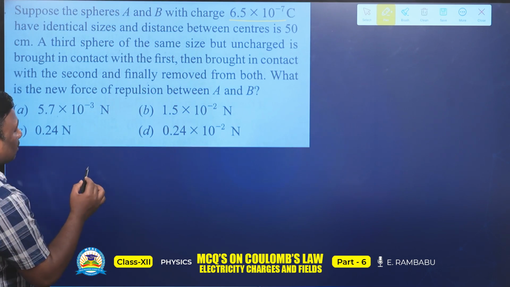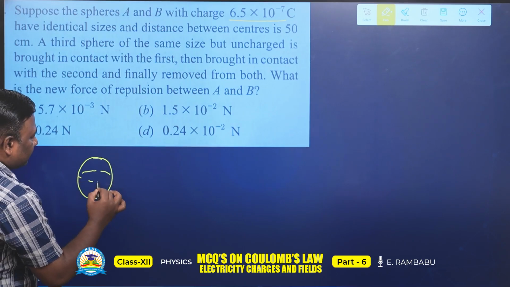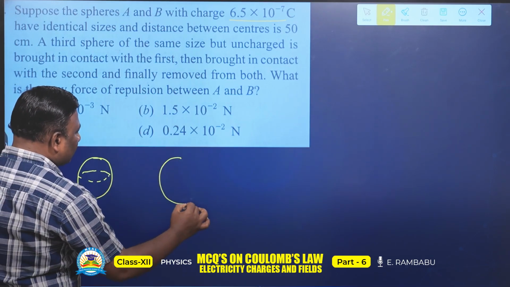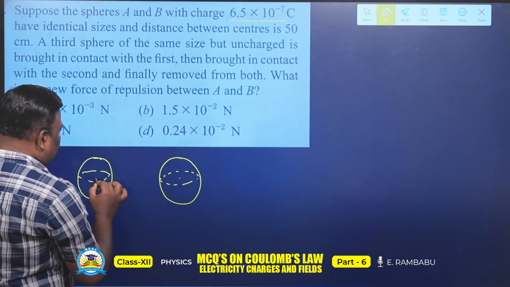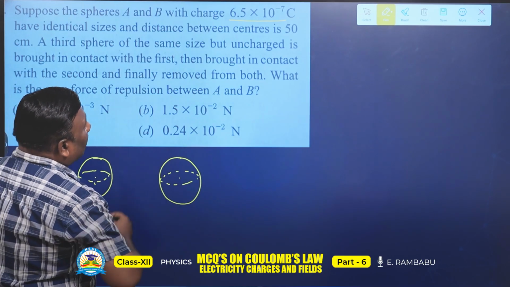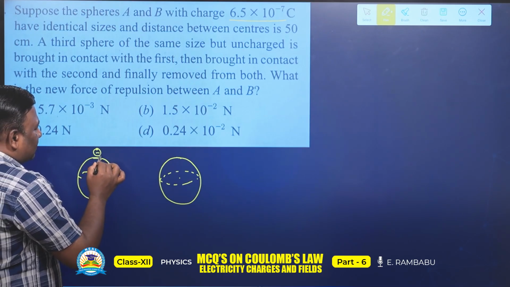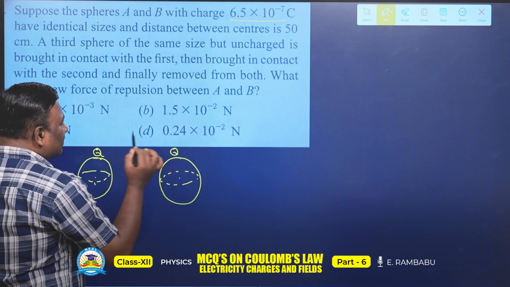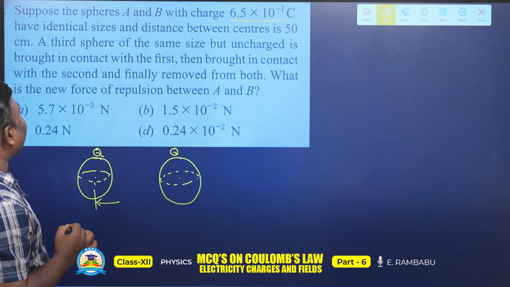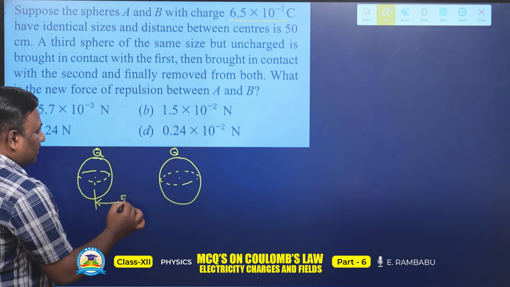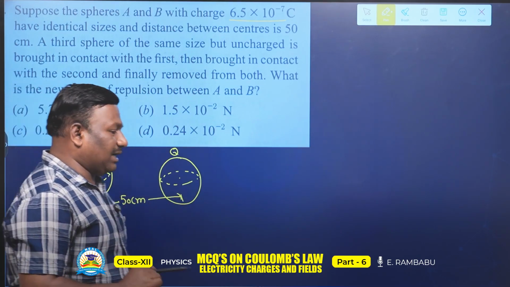Now here two spheres are given, sphere 1 and sphere 2. Both spheres are identical, and both have the charge 6.5 into 10 to the power minus 7. For a simple concept, I am going to consider this charge as Q, and again this charge as Q. The separation between these two charges is 50 centimeters, given in centimeters. That is the distance between these two charges. This is the data they have given.